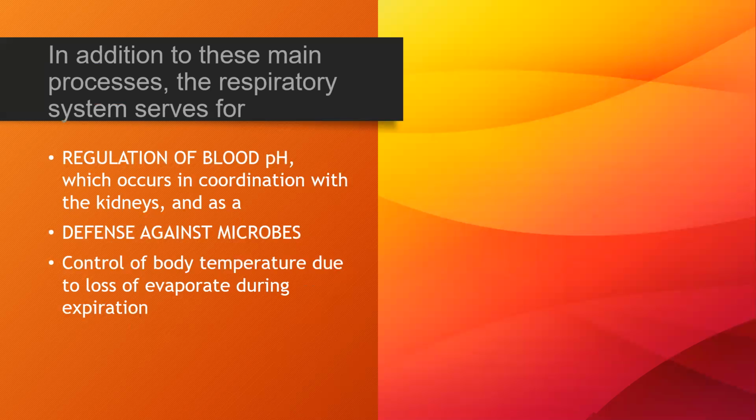In addition to the main processes, the respiratory system, that's our lungs, alveoli, trachea and all together, also performs certain functions like regulation of blood pH, which occurs in coordination with the kidneys, as well as defense against microbes, and also the control of body temperature due to loss of heat by evaporation during expiration.